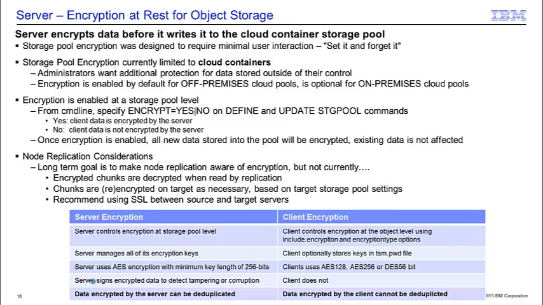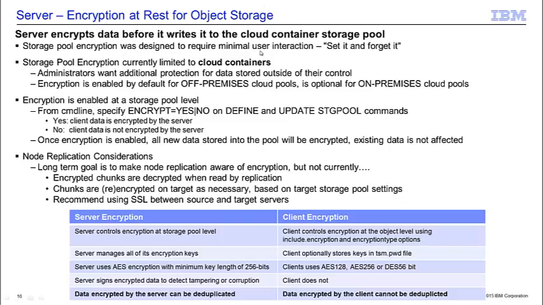Slide 16. I spoke about the new server-side encryption. You'll also hear this referred to as encryption at rest for object storage. This is basically encryption that's used when we are writing out to cloud container storage pools. The reason for this is when you're writing to a cloud, we want to provide an additional layer of security to that data. If it's, for instance, a third-party cloud, that container is out of your control, and if you want additional security, we are now able to encrypt all of that.